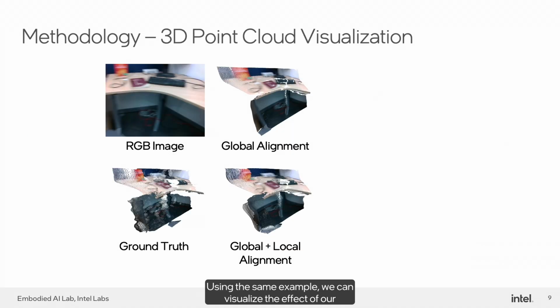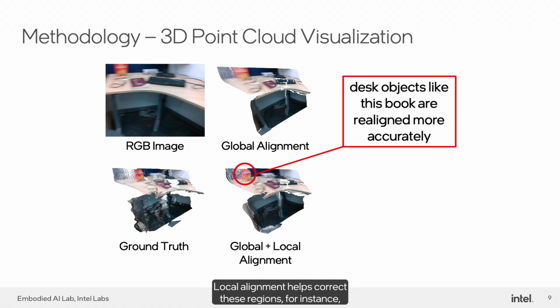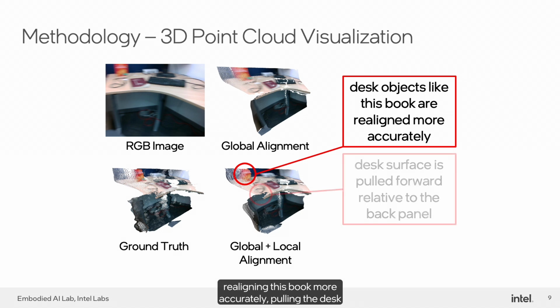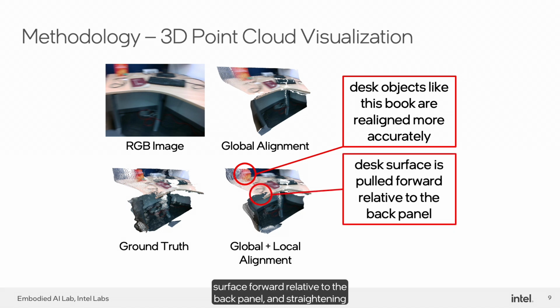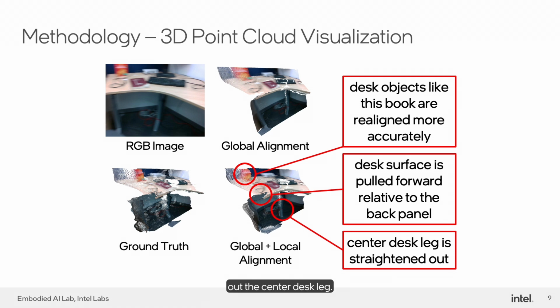Using this same example, we can visualize the effect of our approach in 3D space by comparing point clouds reprojected from the aligned depth maps. With global alignment, regions of the scene appear somewhat flat or skewed. Local alignment helps correct these regions, for instance, realigning this book more accurately, pulling the desk surface forward relative to the back panel, and straightening out the center desk leg.